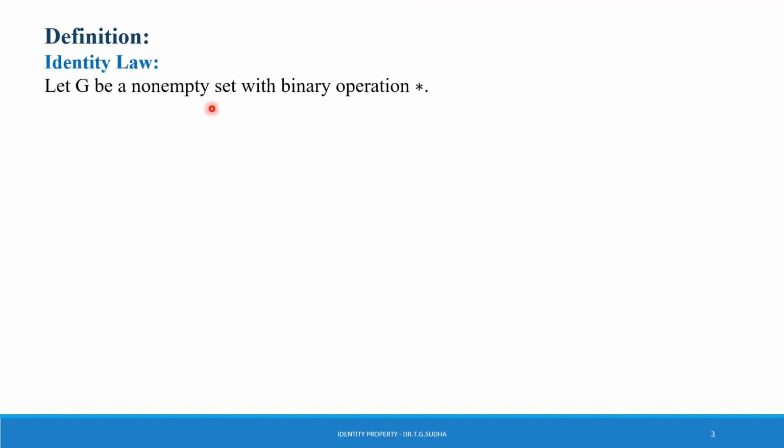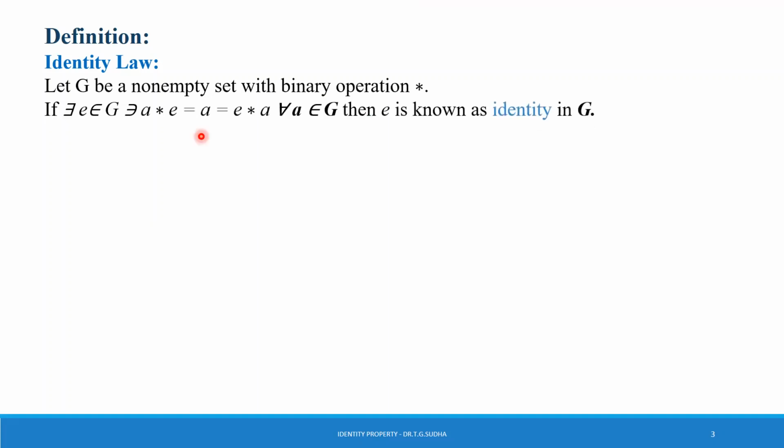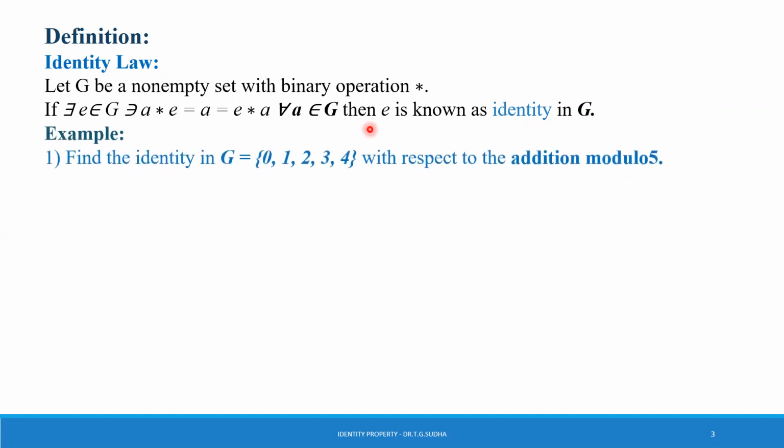Let G be a non-empty set with binary operation star. If there exists e belongs to G such that a star e is equal to a equal to e star a for all a belongs to G, then e is known as the identity element in G. So let us see examples.